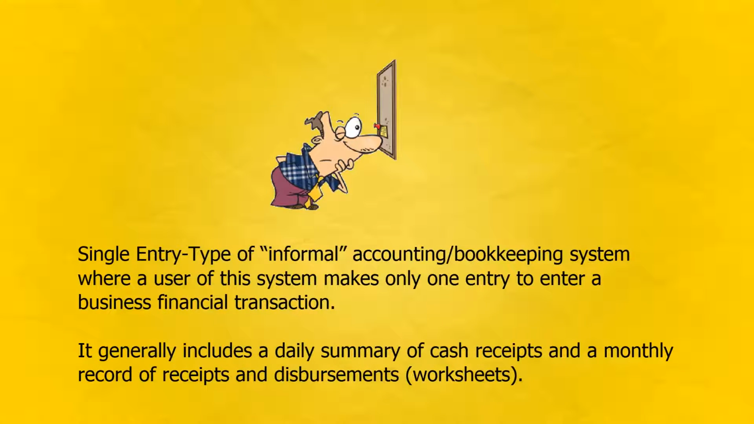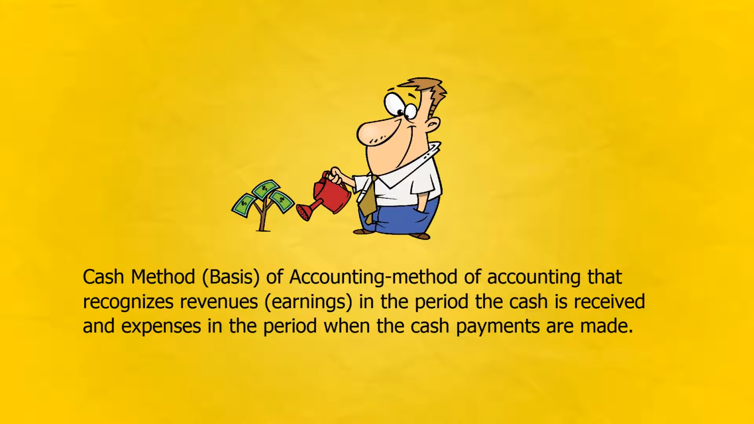Single entry: a type of informal accounting bookkeeping system where a user of this system makes only one entry to enter a business financial transaction. It generally includes a daily summary of cash receipts and a monthly record of receipts and disbursements worksheets. Cash method: a basis of accounting method of accounting that recognizes revenues (earnings) in the period the cash is received and expenses in the period when the cash payments are made.